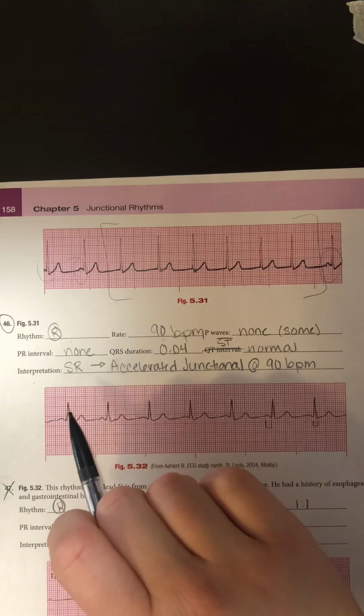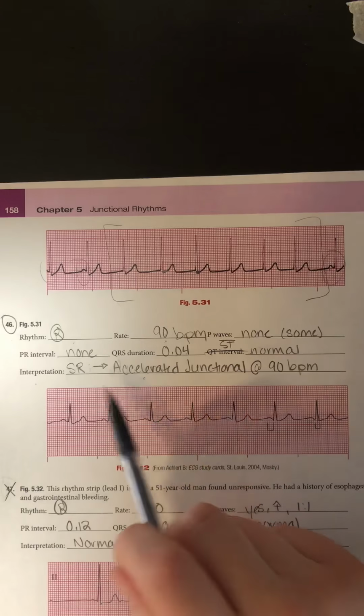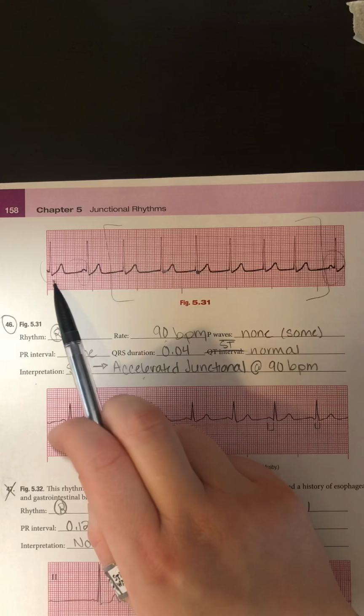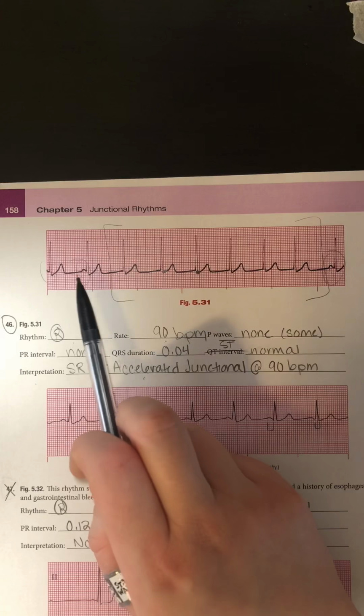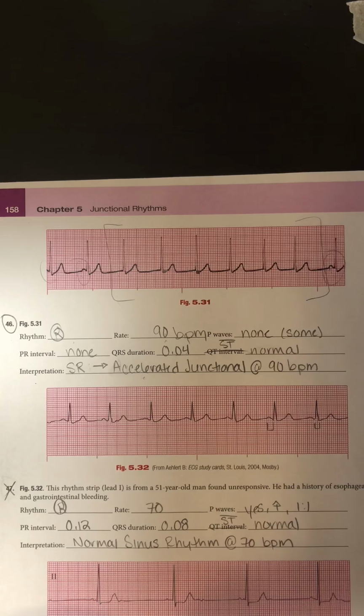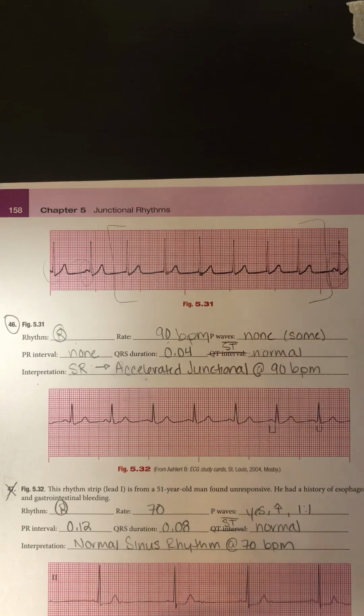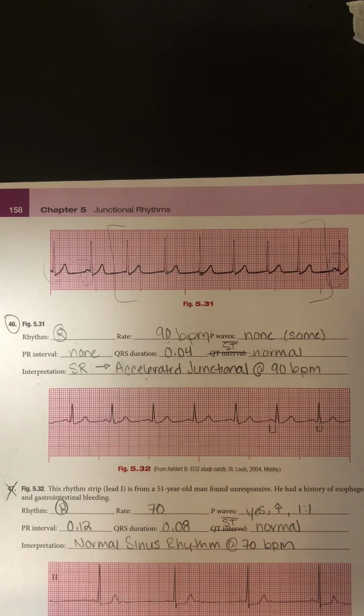So for my interpretation, I did put a sinus rhythm converting into an accelerated junctional because I do have those regular sinus beats here, and then it goes into an accelerated junctional and then back into a sinus. So sinus rhythm into accelerated junctional at 90 beats per minute. And it's accelerated because it's not quite tachycardic, but it's over that normal intrinsic rate of the AV node.